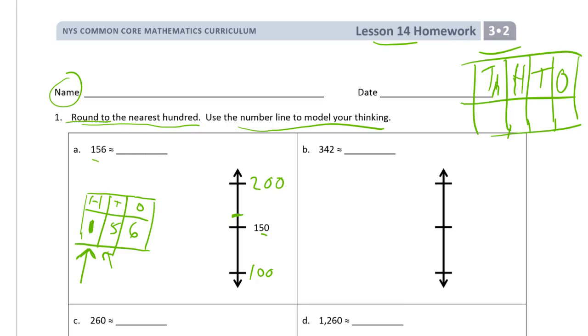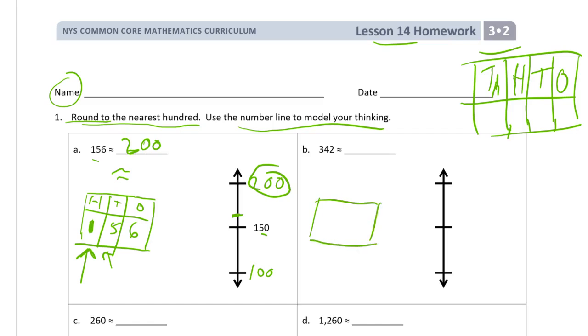So it's about, and we're using those little wavy equal signs, so it's not exactly the same, but it's about, it's closer to the higher 100.